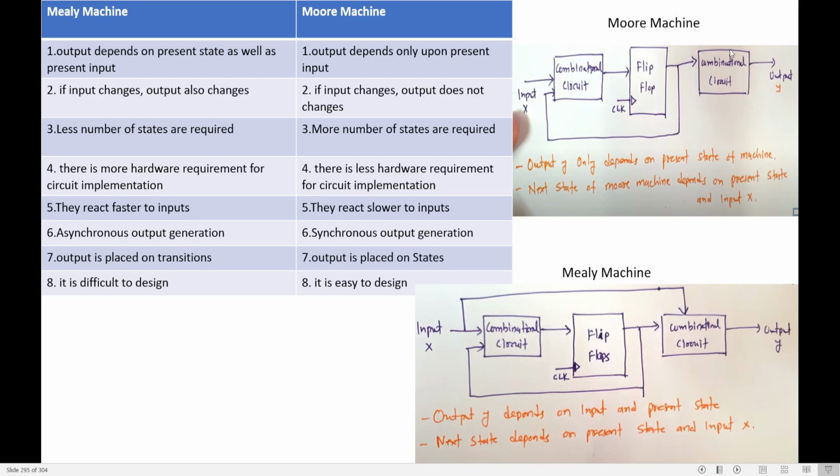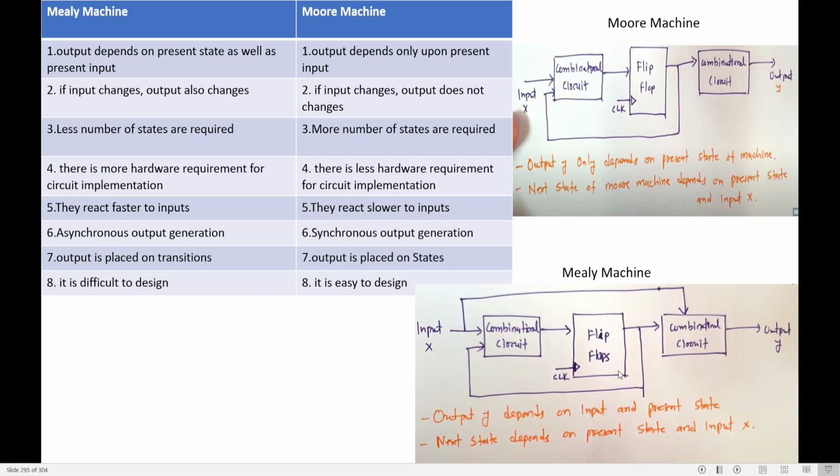I repeat. What is Moore machine? The output depends upon the present state of the flip-flop. The next state of the Moore machine, what is the next state? Next state of the flip-flop. The next state of the Moore machine depends not only on the input but also on the present state. Done. Now let us see Mealy machine.